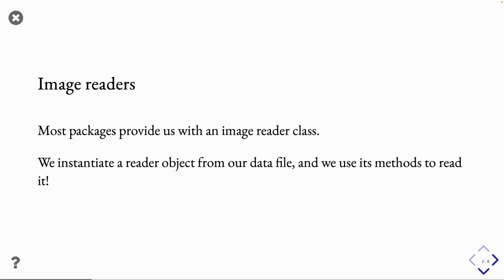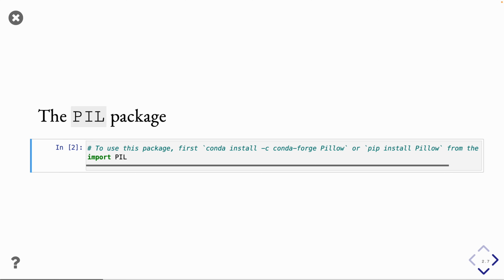But in general, many of those classes you will find have object-oriented interfaces. So there is something that is common to most of those packages: the idea that if we want to read an image from the library, we will import a so-called image reader class. And then we will create a reader object from our file, and we will use methods of that object to read our images. This is a consistent structure across several of those libraries.